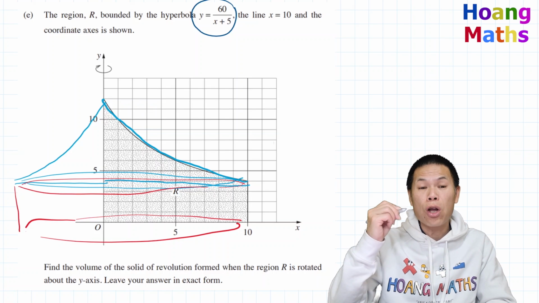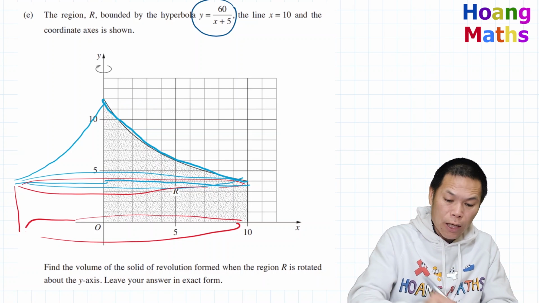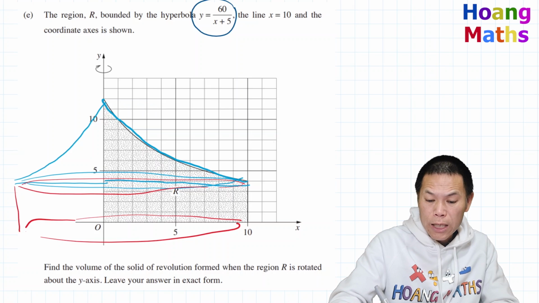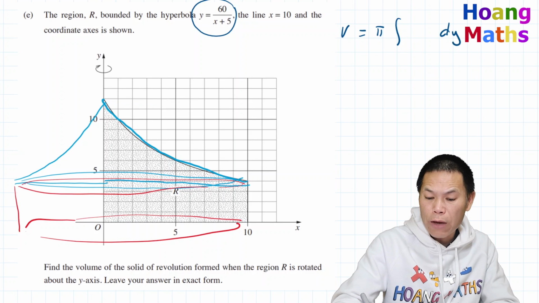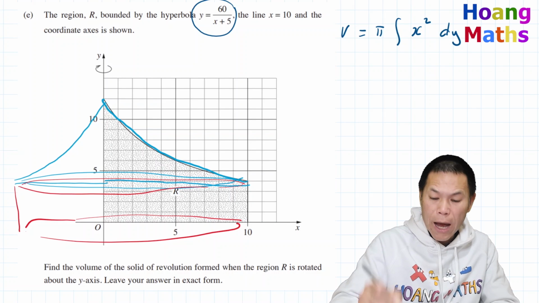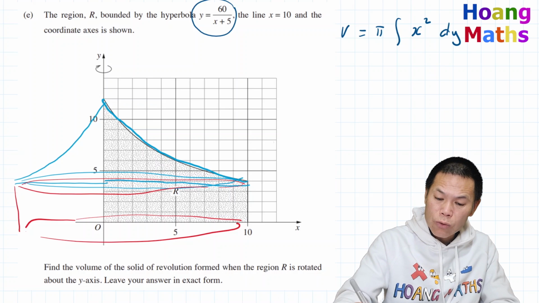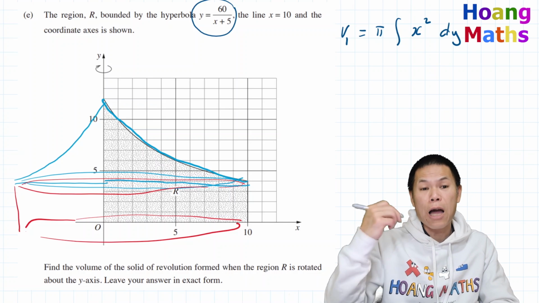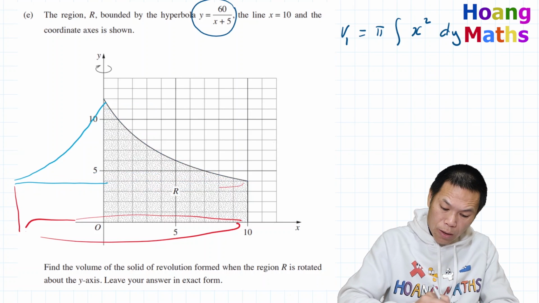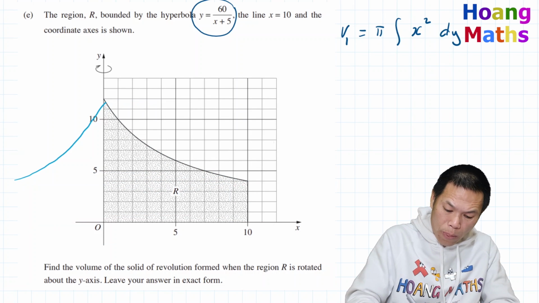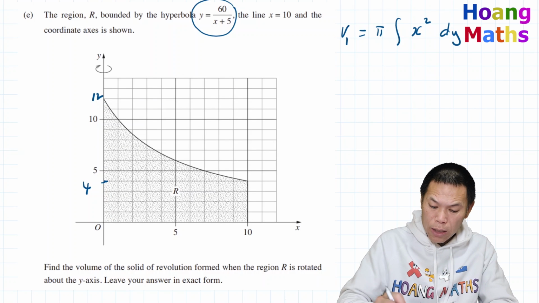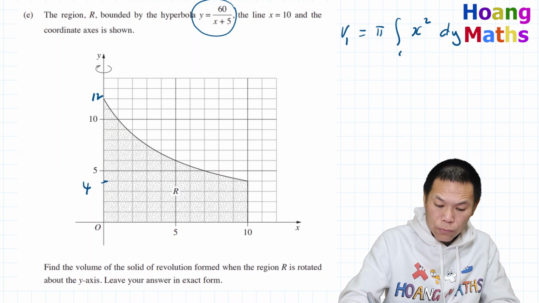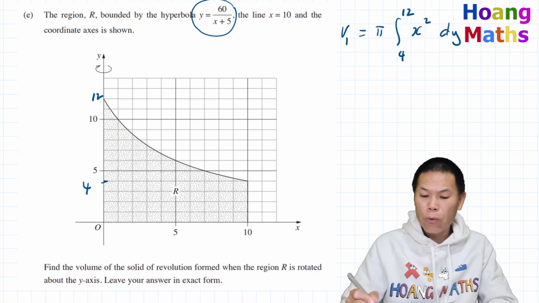So let me just find the volume of the hyperbola first. So the volume of the hyperbola, we know that V is equal to pi, because it rotates about the y-axis, that is the y. So therefore it must be x squared, from a to b. And then we just write V1. So V1, the hyperbola is from, that is 4 and all the way to 12 here. Okay, so keep that in mind. So that is 4 to 12.